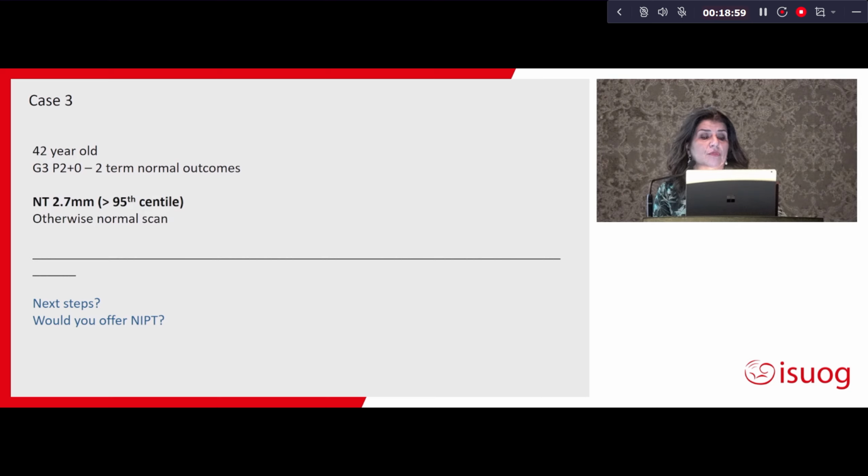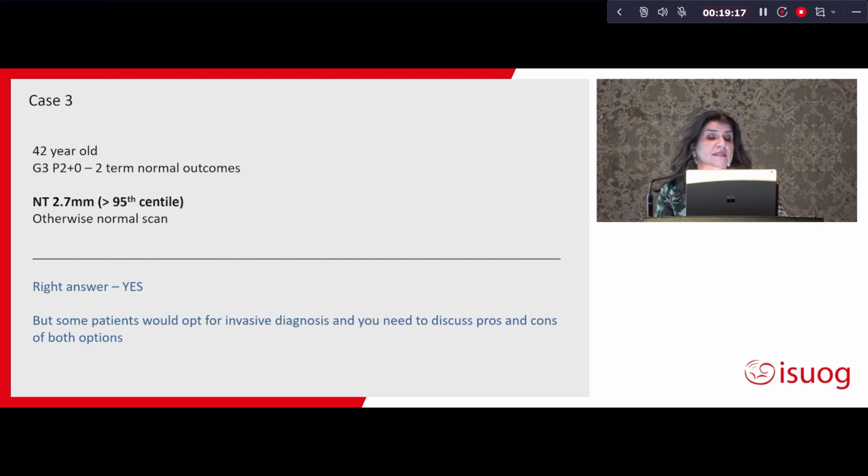And in case 3, we've got a 42-year-old with 2 previous term normal outcomes with an NT of 2.7, normal scan. Would you offer NIPT? Or would you do invasive testing? I actually think in this case you would offer NIPT, because the NT is 2.7, it's just more than the 95th centile. But I think you have to offer the patient both options in this case. Offer invasive testing, but I think in this situation with a normal scan, NIPT is a reasonable option.